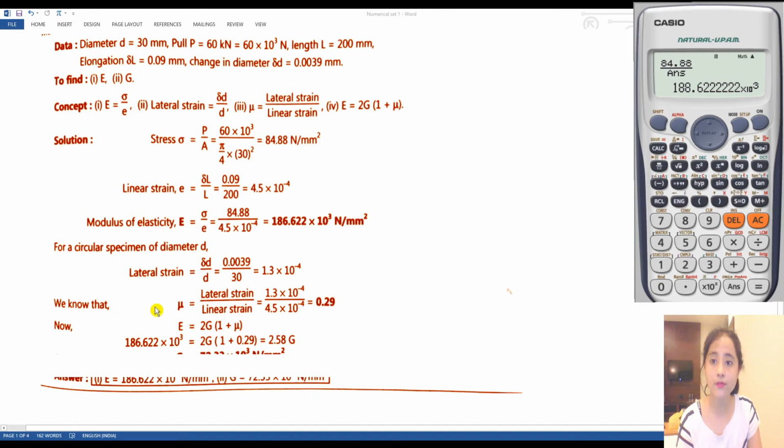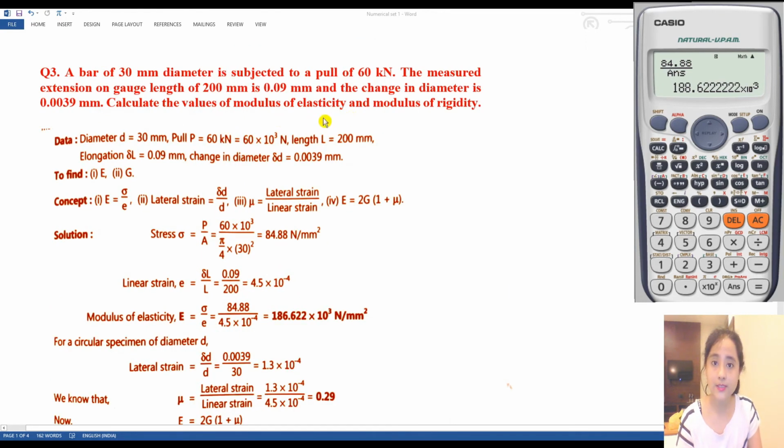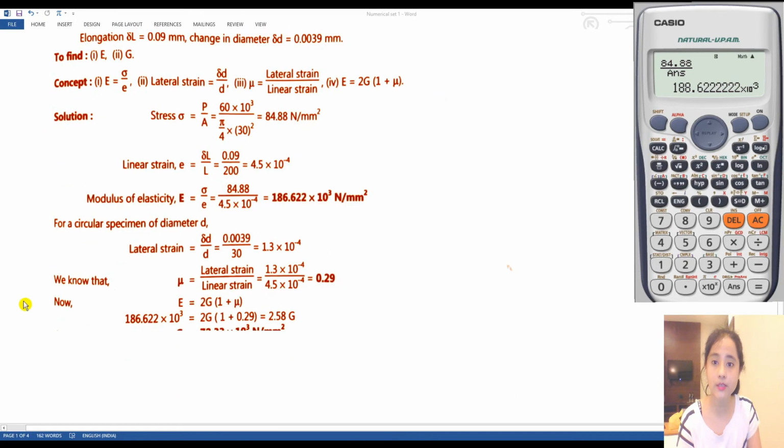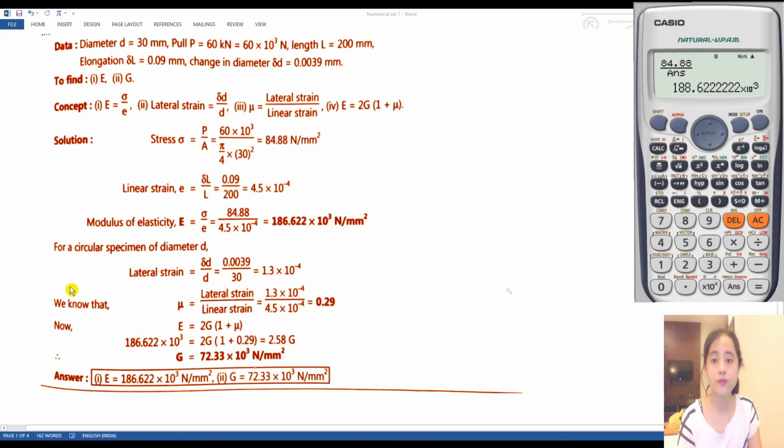Next, we have to find modulus of elasticity. We have got it. Now we have to find modulus of rigidity. How do we find modulus of rigidity? To find it, we use the relationship between modulus of elasticity and modulus of rigidity. From this relationship, E equals 2G(1 plus mu). The value of mu is not given in the question.